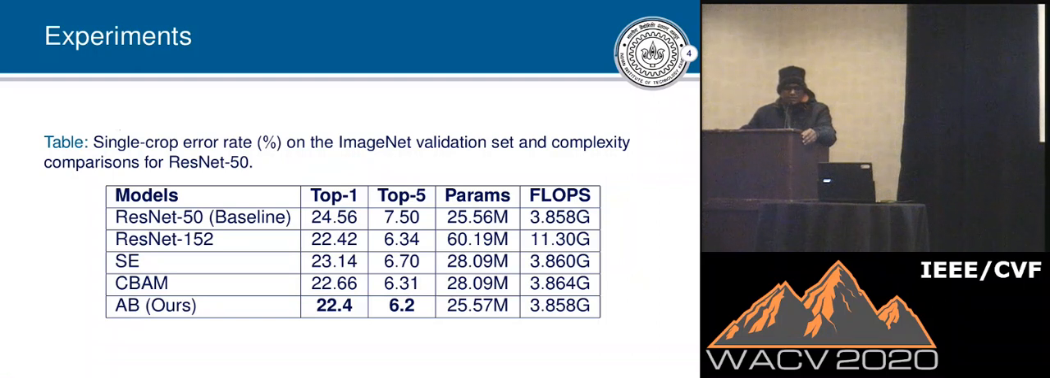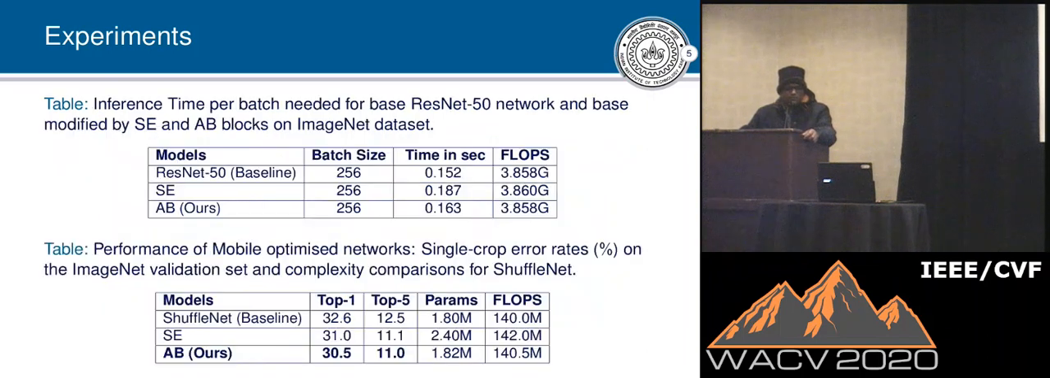You can see in this table, we are just adding 0.01 million extra parameters, and we are getting accuracy close to ResNet 152. Similarly, in the case of FLOPs, and as you can see in this table, in the case of ShuffleNet, we are adding only 0.02 million extra parameters, and we are getting much better accuracy compared to ShuffleNet and the previous state-of-the-art approach.